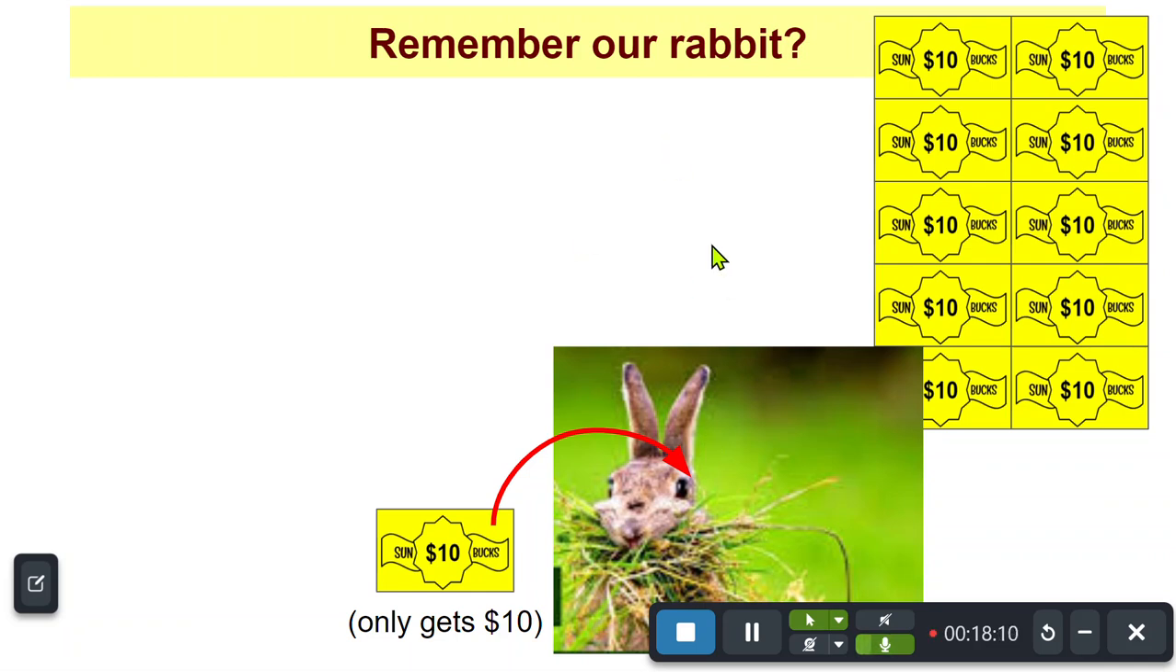All right, remember our rabbit. So the rabbit, listen to this, only gets 10 bucks worth of that energy. Remember the grass had 100 units of energy from the sun, and that rabbit who's eating the grass is only going to get 10% of it. He only gets 10 bucks worth of all of that energy that the grass had.